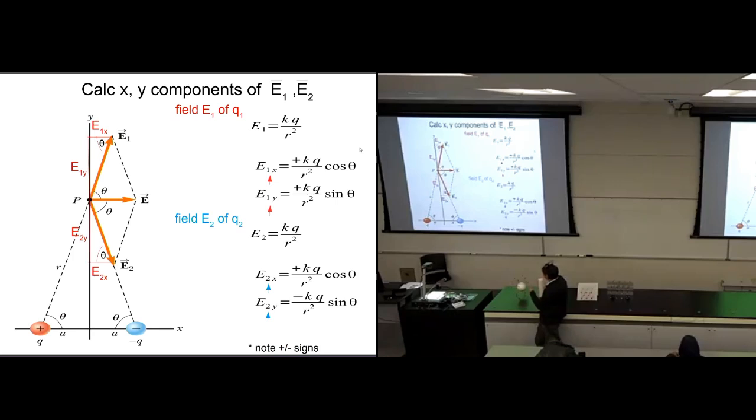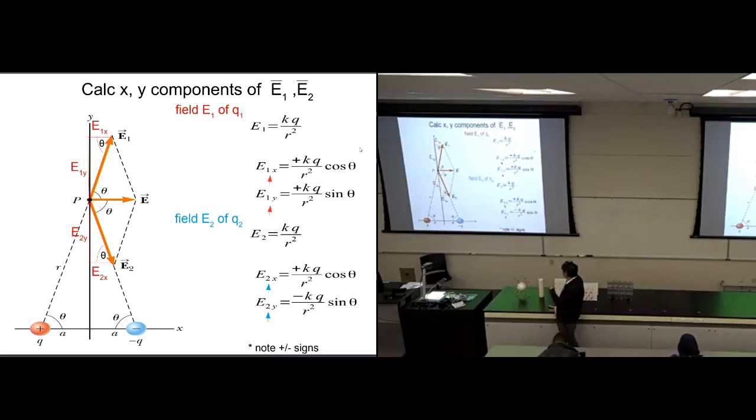See, the cosine theta, which is adjacent to the theta, picks out the horizontal components. The sine thetas pick out the vertical components, because the vertical components are opposite the angle. So to get E1x from E1, I just multiply by cosine theta. Same thing for E2x, just multiply by cosine theta to get the horizontal components. For the vertical components, I just multiply by sine theta.